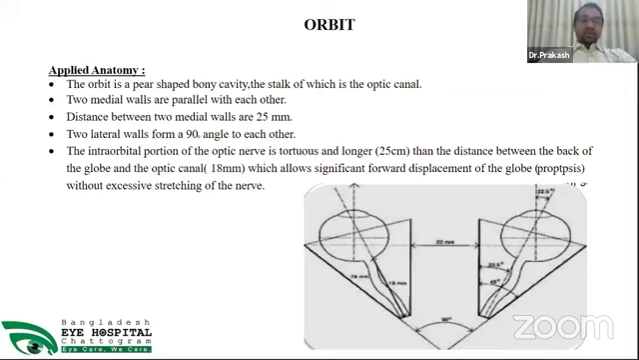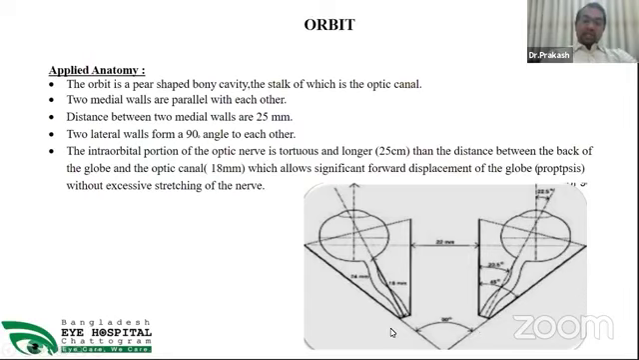The orbit is a bony cavity or bony socket, and the shape of this orbit is pear shape. As you can see over here, the medial walls of the two orbits are parallel with each other, and the distance between the two medial walls is about 25 millimeters. And the two lateral walls form a 90-degree angle with each other.